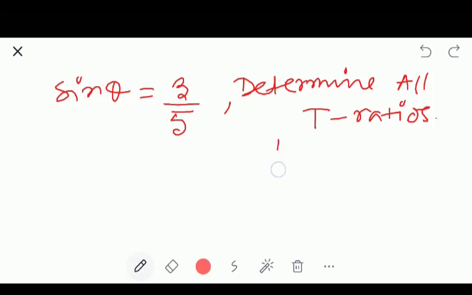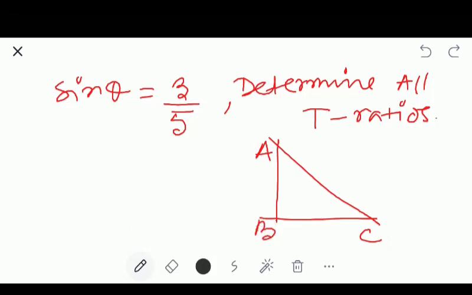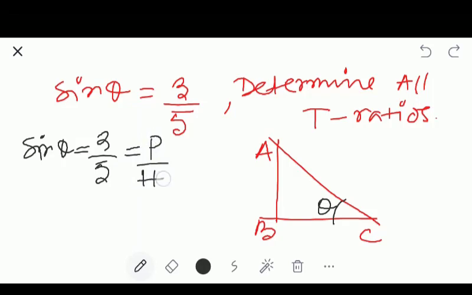I will draw a right angle triangle and I will name it as A, B and C. Now sine theta is equal to 3 by 5. Now I am taking that angle as theta. Okay, now sine theta equals 3 by 5. Now that we can write as perpendicular by hypotenuse. That means perpendicular is 3 unit and the hypotenuse is 5 unit. So we don't know the base, right? We don't know the base.